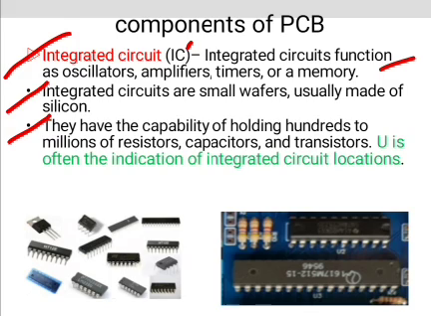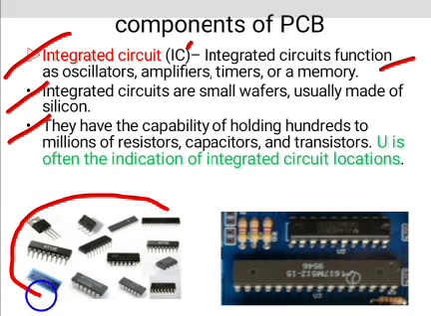Some ICs I have shown in this figure. The circuit is typically encased in black plastic, which can come in all shapes and sizes and have visible contacts, whether they are leads extended out from the body or a contact pad directly under, like BGA chips, we can say.